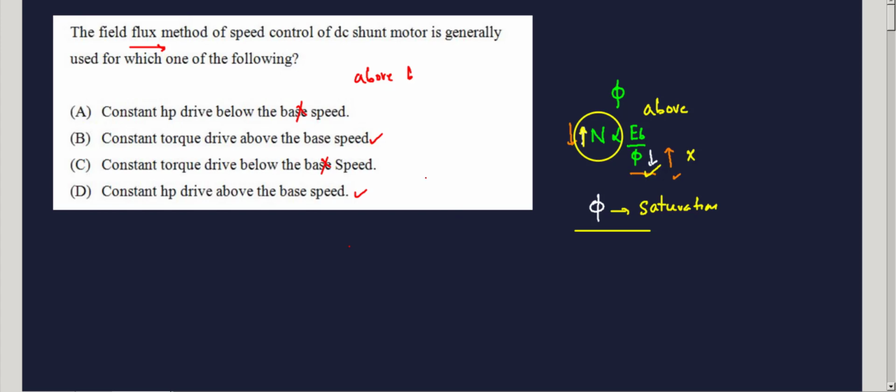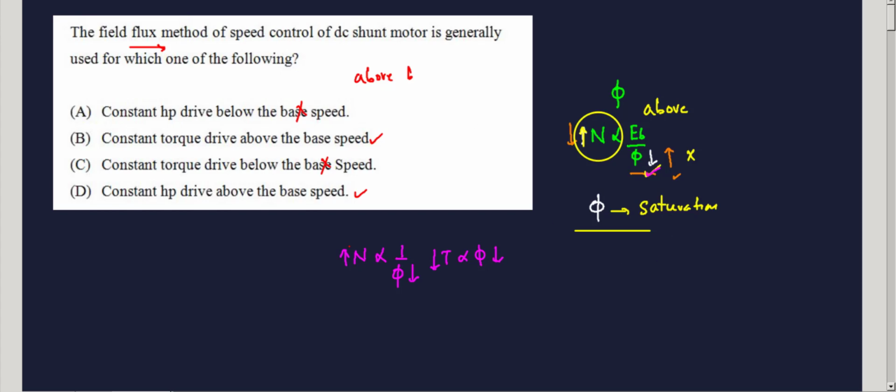Okay, now you see N is inversely proportional to phi, and torque is proportional to phi. So if the flux decreases, what happens? Speed increases. What happens when flux decreases? Torque decreases.